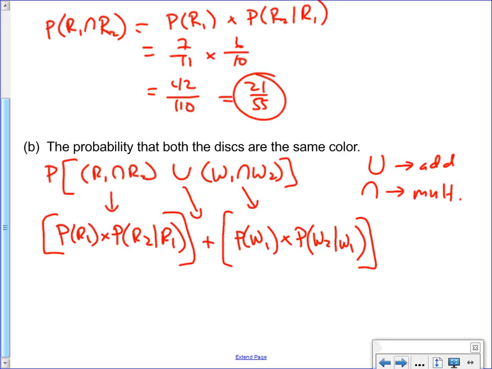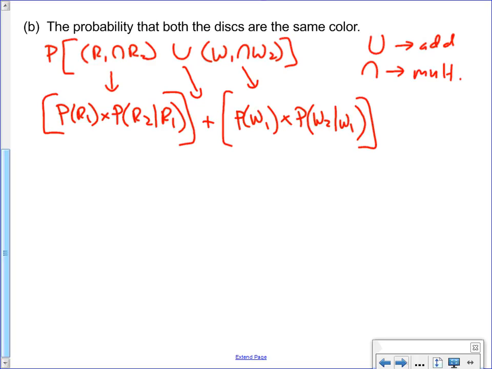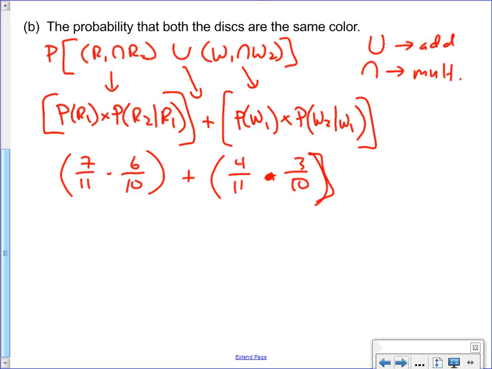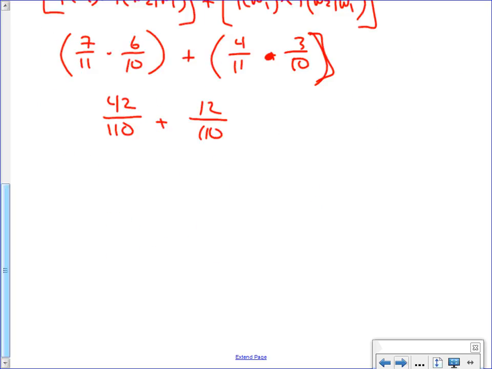Okay. So the probability that the first one's red? Just putting back those numbers. It's 7 over 11 times 6 over 10, plus, if they're both white, in the first time it would have been 4 out of 11 times 3 out of 10. Okay, 42 out of 110 plus 12 out of 110 gives us 54 out of 110, which reduces down to 27 over 55.